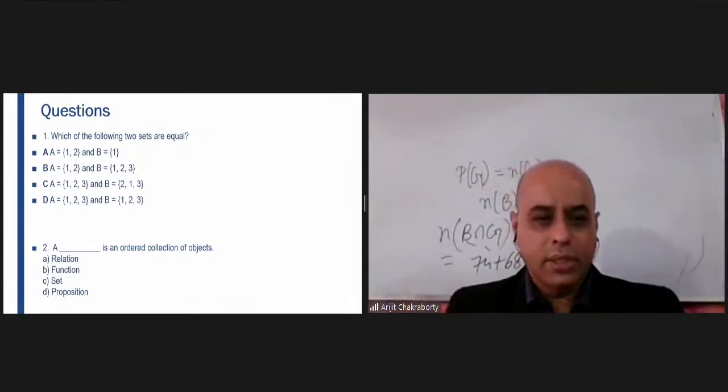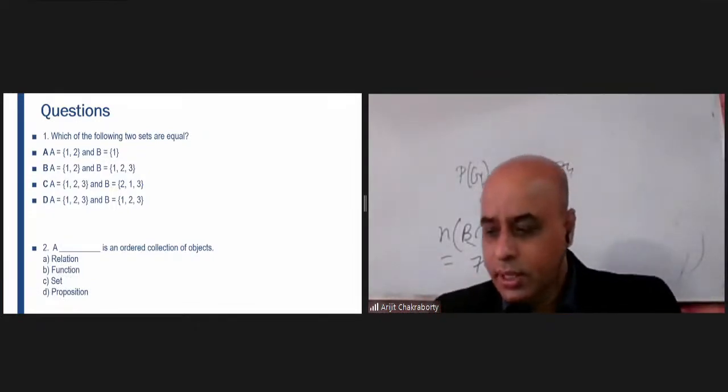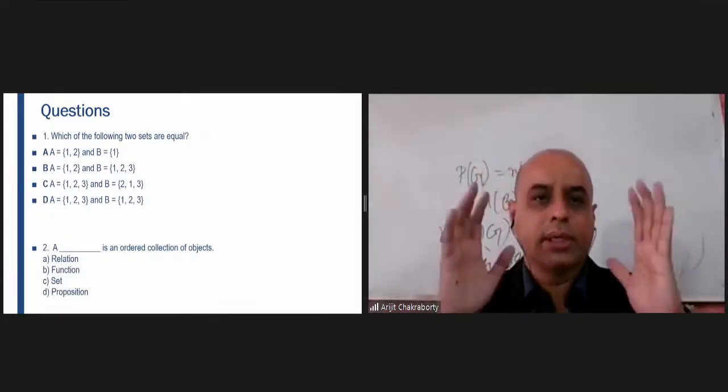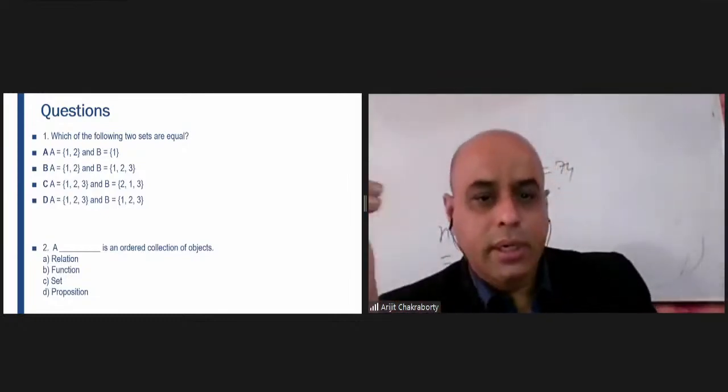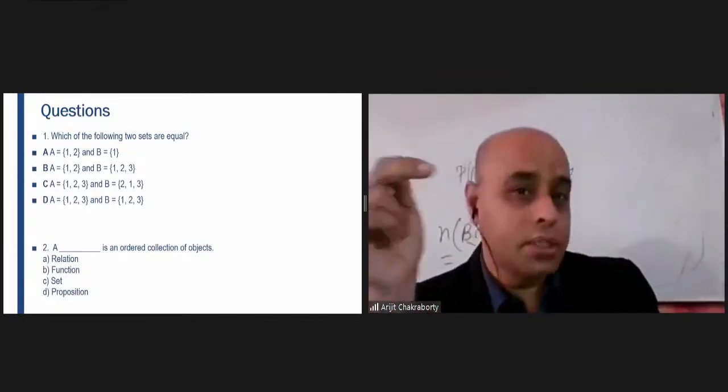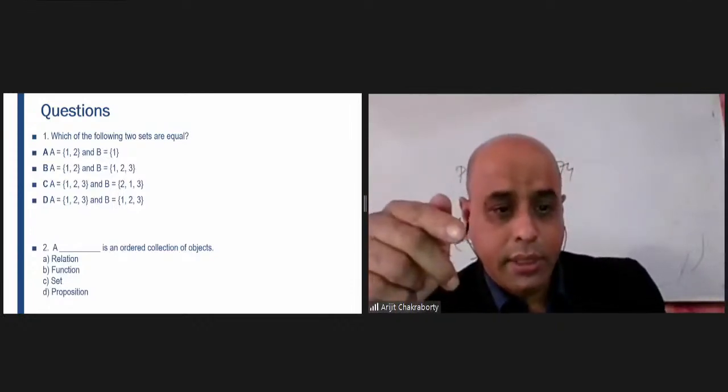Second question: a dash is an ordered collection of objects. So the answer is set. A set is an ordered collection of objects. So option number C is correct. So it has to be set.